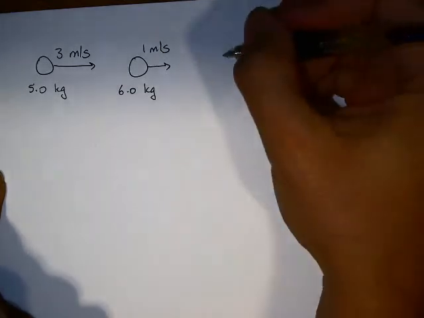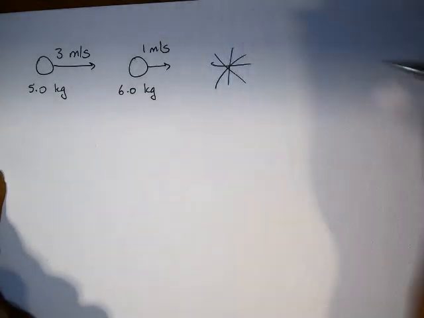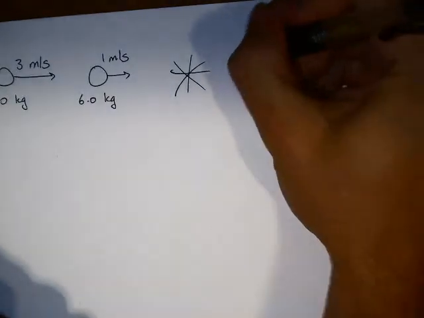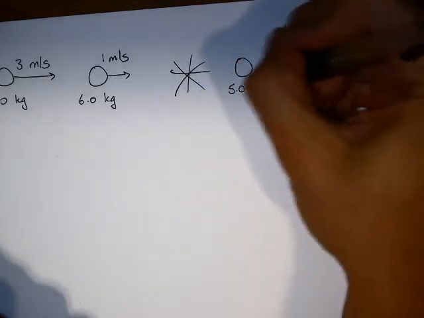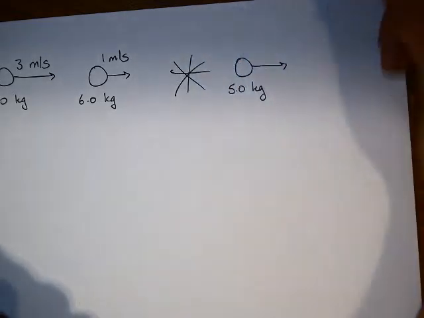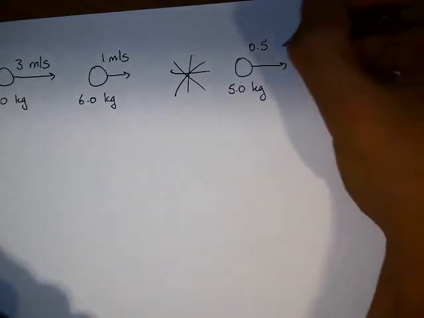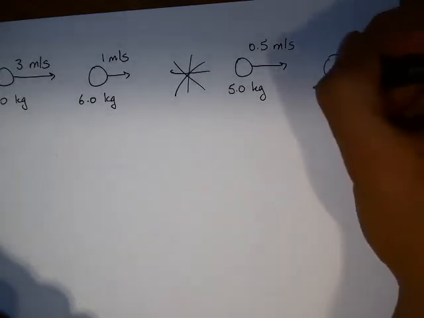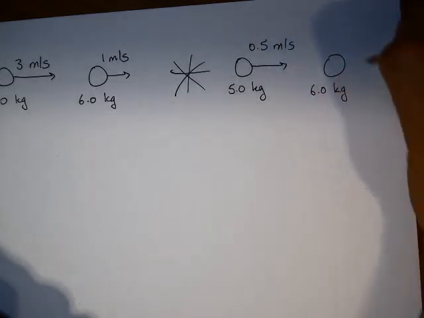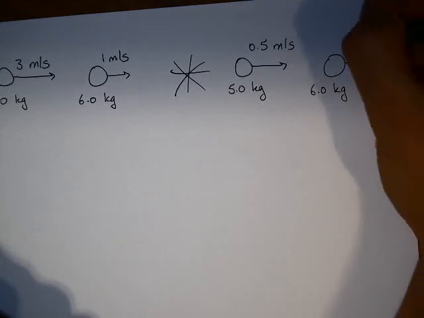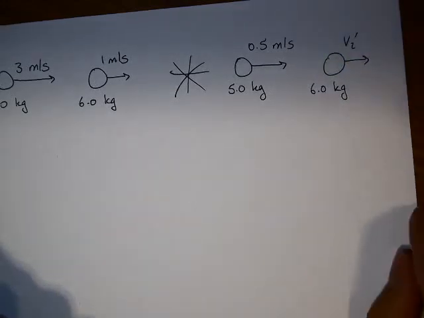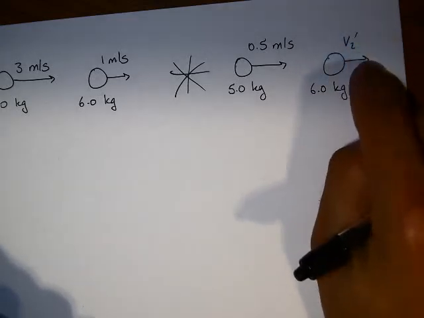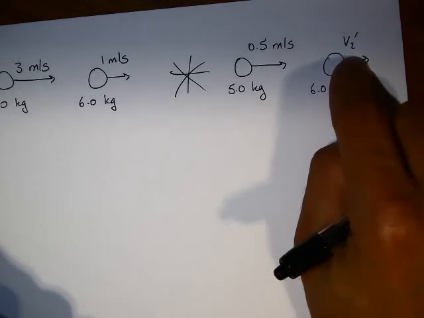Once they collide, that will be the collision. After they collide, ball number 1, which was 5 kilograms, let's say it moves away at 0.5 meters per second. And ball number 2, which was 6 kilograms, it moves away at some unknown velocity, and we want to solve for that. That is v2 prime. The prime symbol indicates that it is final velocity for object 2.